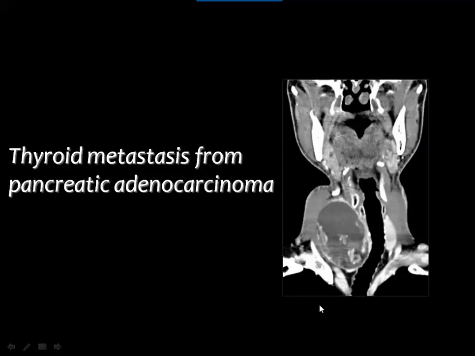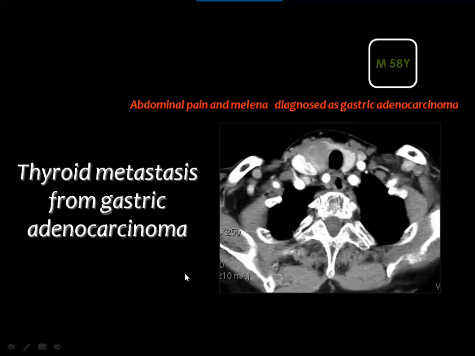Then this patient had a pancreatic adenocarcinoma with a large cystic or partly cystic metastatic deposit in the right thyroid lobe. This is the normal left thyroid lobe. In this case, the patient had a gastric adenocarcinoma that has a metastatic deposit in the right thyroid lobe.